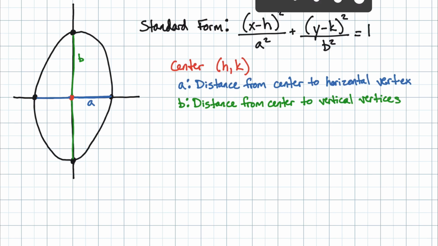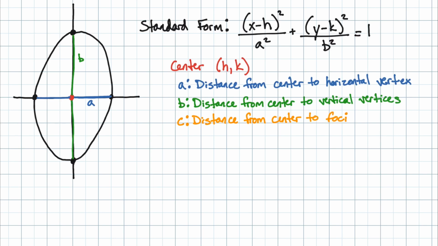And remember we talked about how the whole definition of an ellipse is based on two foci. So you do have to have a focus in here. And that's a letter that you don't see in this equation, because it's the letter C. This is the distance from the center to the foci.